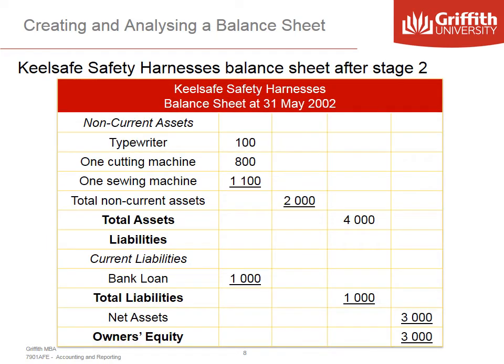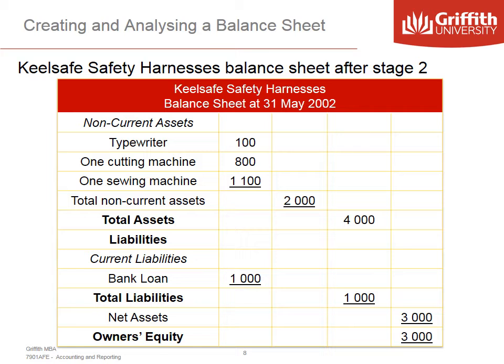Now let's look at the second part of her balance sheet. Here you can see that there are some non-current assets, a typewriter, a cutting machine, and a sewing machine, giving total non-current assets of $2,000. These assets will still be here next year and possibly the year after. They will not be turned into cash or used up in the next 12 months. So her total assets are $4,000 in the third column to the right.